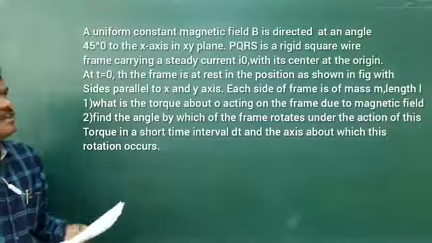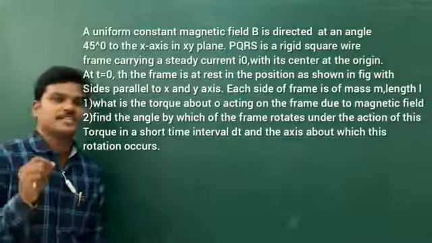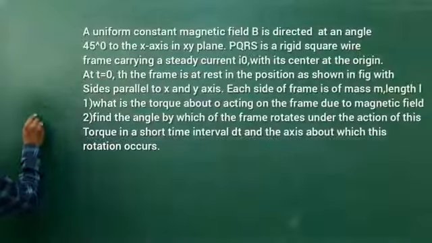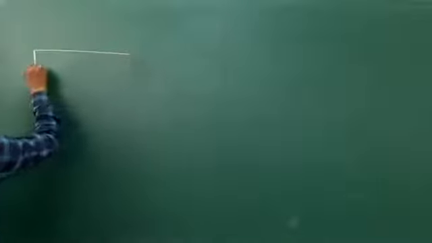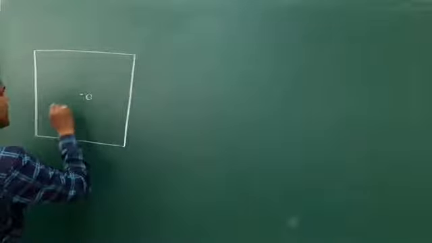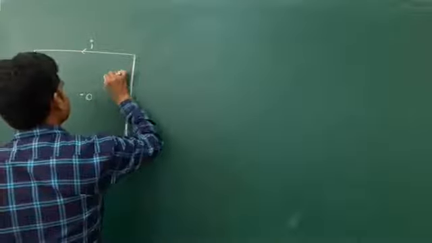Okay, read the problem twice and see they given a square frame, a rigid square frame. Each side is given. So let me draw the diagram here. See, this is the square frame. Each side of mass m is given, length L is given. So mass is given, length also given. O they mentioned as a center and it carries current I. This diagram is given. Okay, anti-clockwise current, and the magnetic field is applied in this direction.